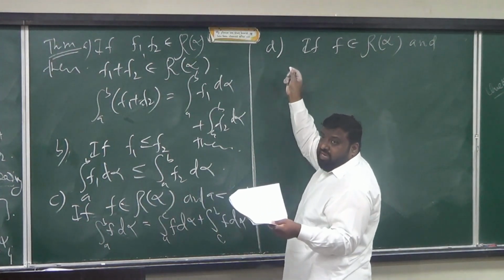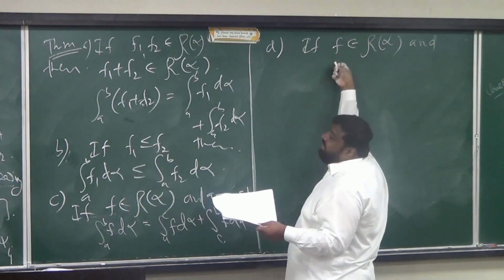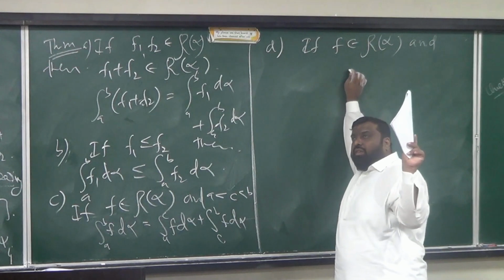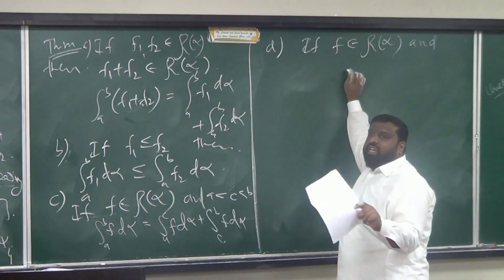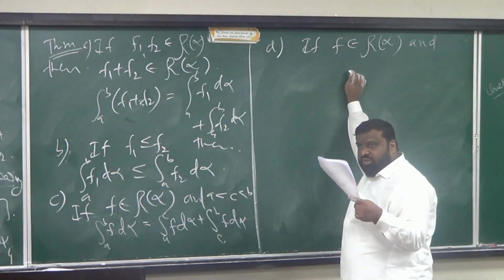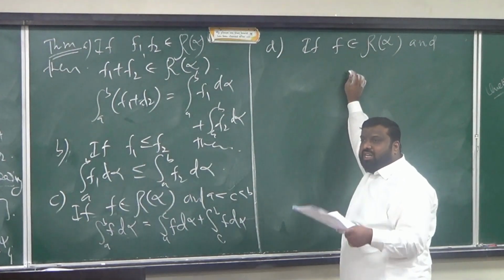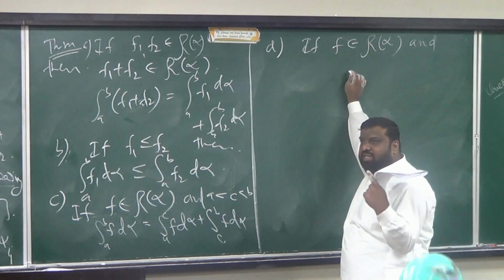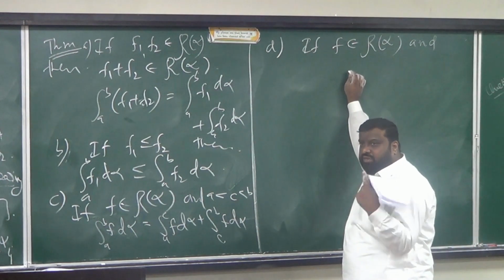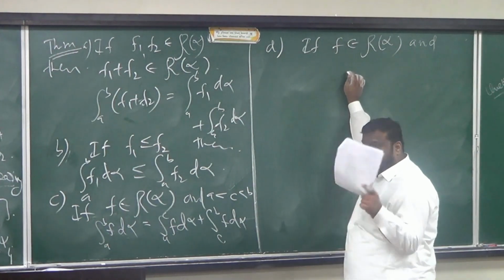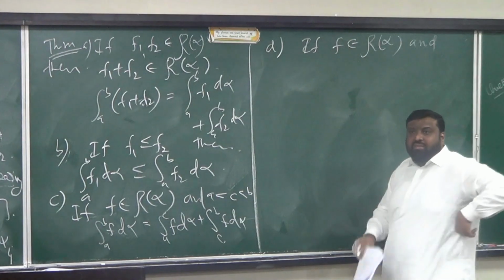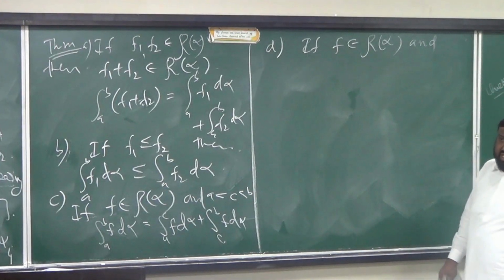Obviously f must be bounded. If f is integrable, you need to keep one thing in hand: all this theory works for bounded functions. To define a Riemann-Stieltjes integral, you need two things. Number one, boundedness of the function f, and the monotonicity and boundedness of the function alpha. That's the minimum requirement.